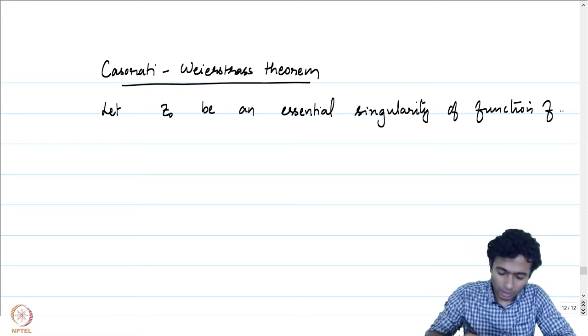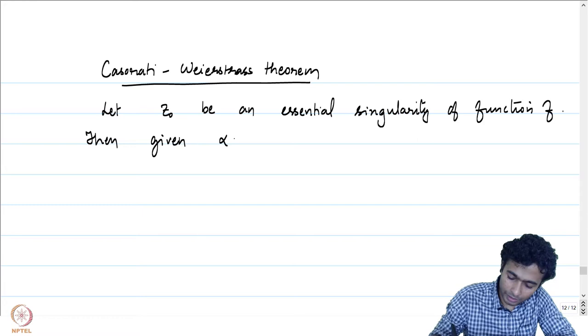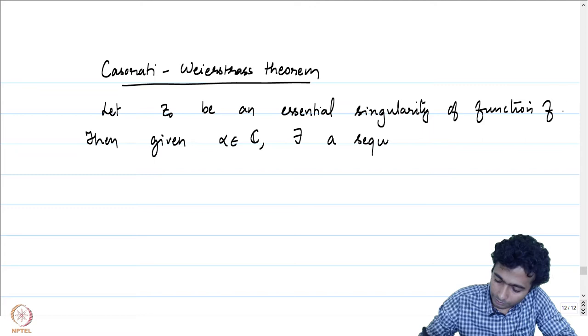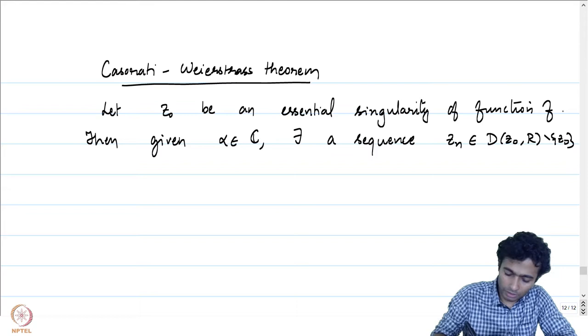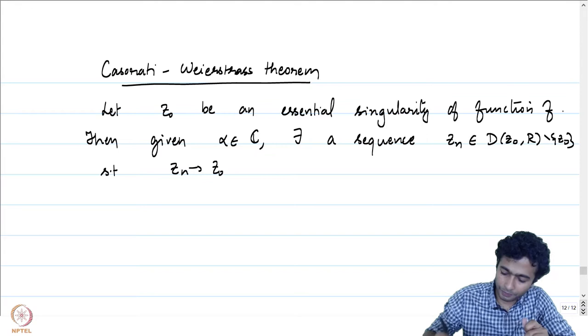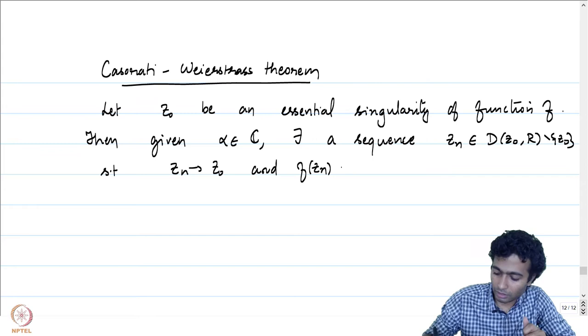Then, given alpha in the complex plane, there exists a sequence zn in the punctured disk D(z0, r) minus z0 such that zn converges to z0 and f of zn converges to alpha. Let's give a proof of the Casorati Weierstrass theorem.